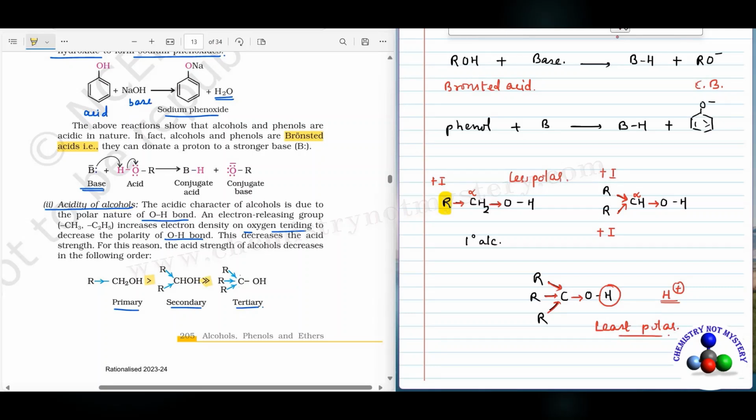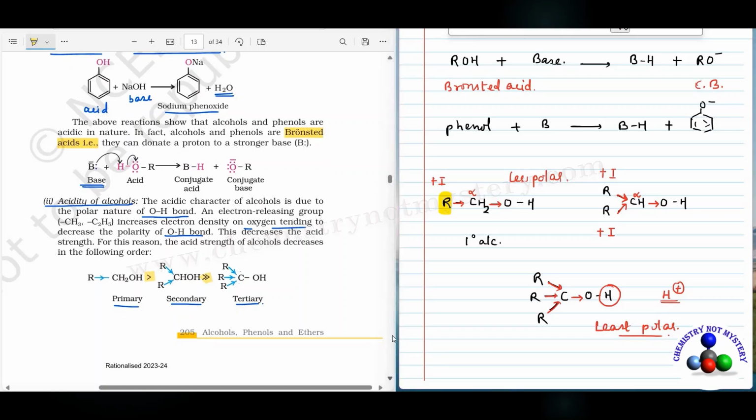That's why the acidic character of tertiary alcohol will be least among them, and primary alcohol will be more acidic among them. Now let's read from the book.